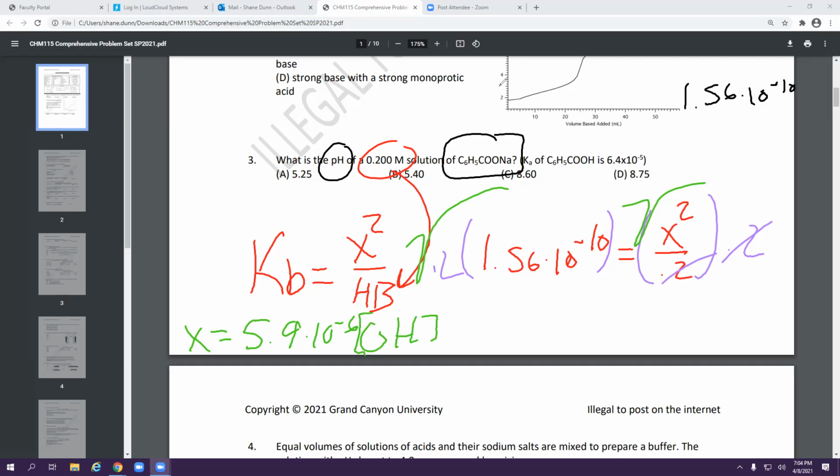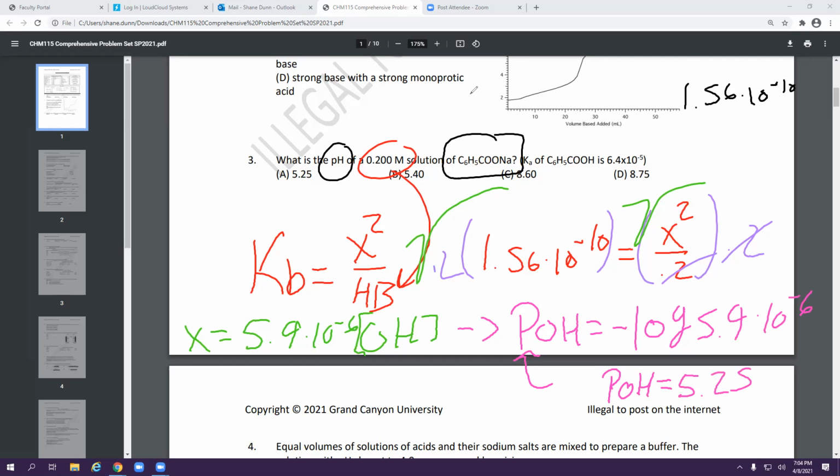Now, how do I go from OH to POH? POH equals what? Nope. The negative log. When you're solving for POH, it's the negative log. Remember, this P right here stands for negative log, like pKa, all that stuff. So negative log of 5.9 times 10 to the negative 6 gives you what for POH? 5.25?